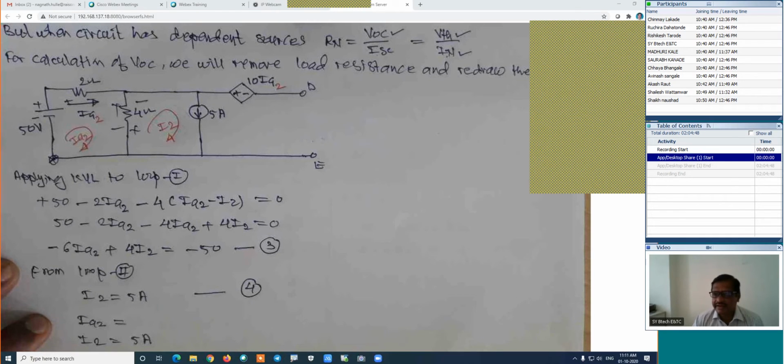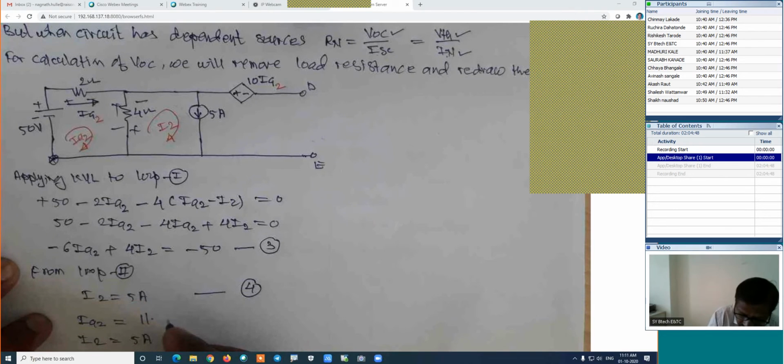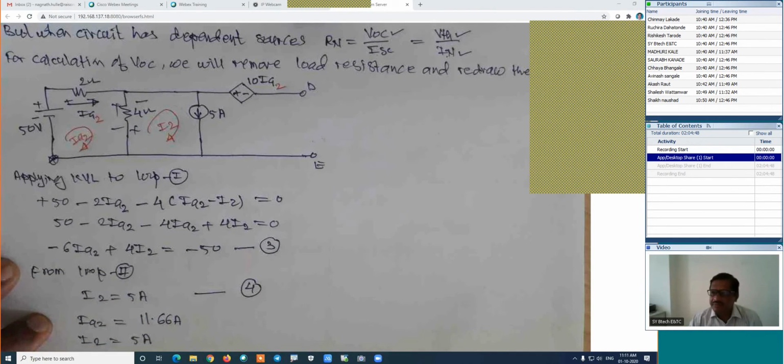Or does anyone else have the answer? Yes, Avinash. 11.6, 11 point? Yes, 11.66 amperes is the IA2. If 11.66 is the IA2, I will check with someone again. Does anyone have the answer? Sir, correct. Correct.